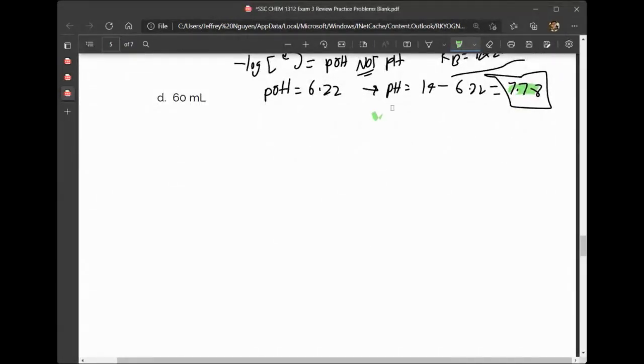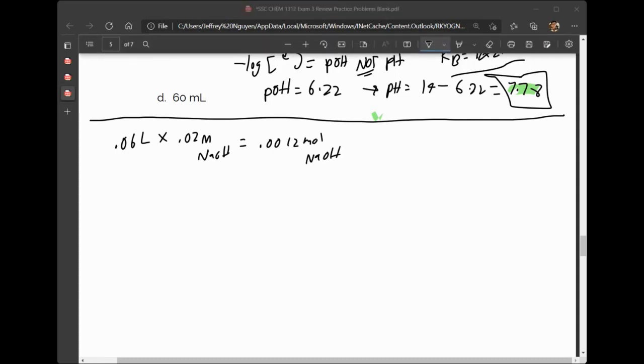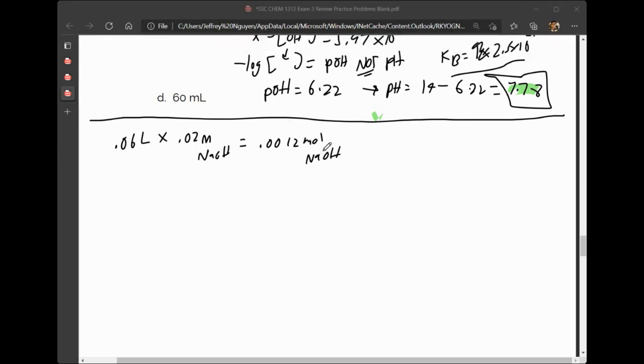Okay, we have this next problem. We have 60 milliliters of titrant, so we have 0.06 liters times 0.02 M of NaOH. And then when we do that math, we get 0.0012 mole of NaOH.